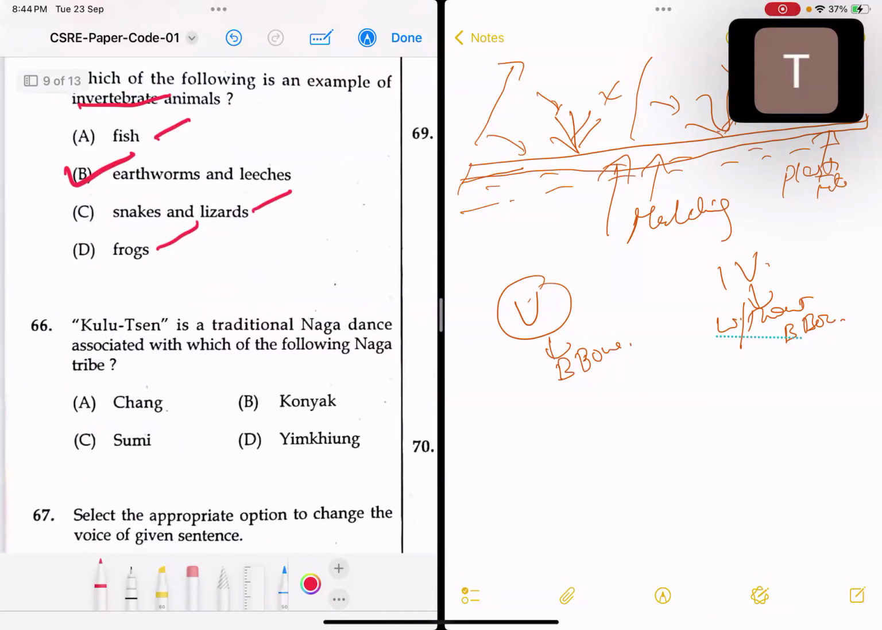Question number 66. Kulutsen is a traditional Naga dance associated with which of the following Naga tribes? It is a direct question. It belongs to the Yimkyung tribe.